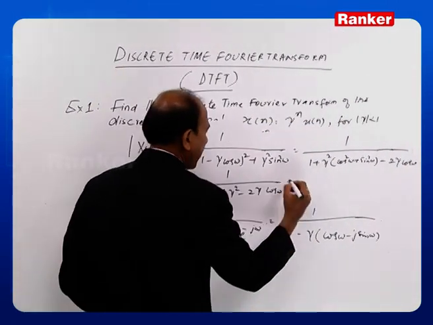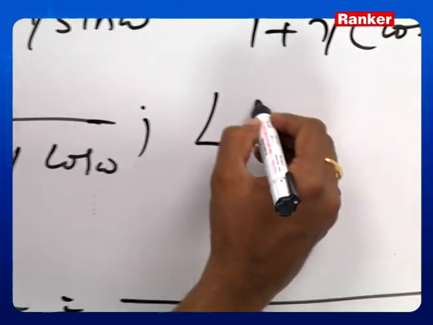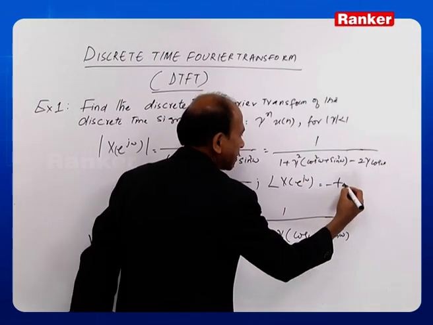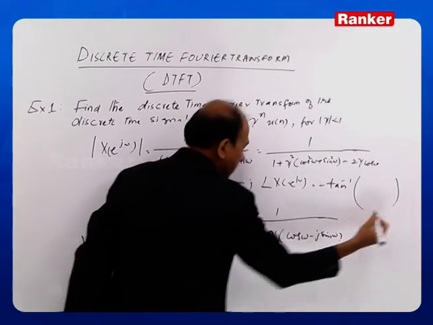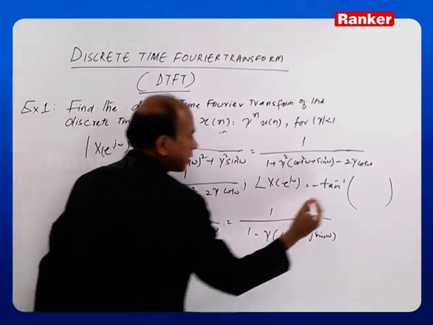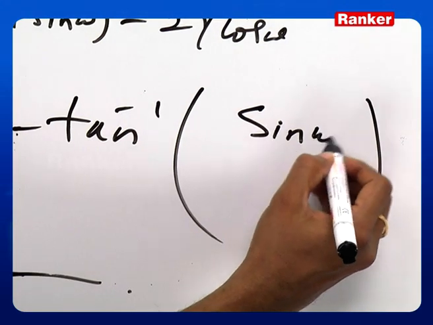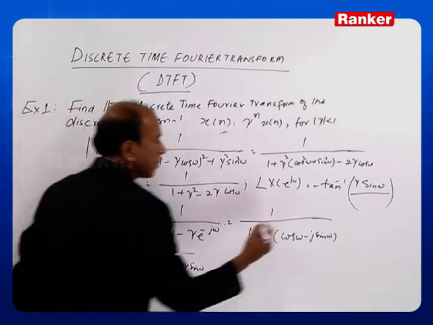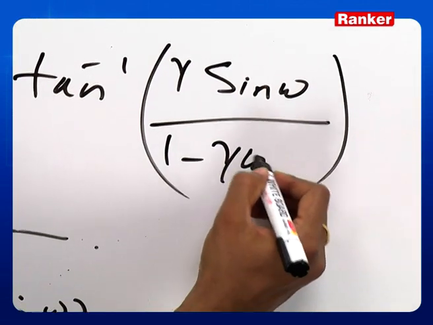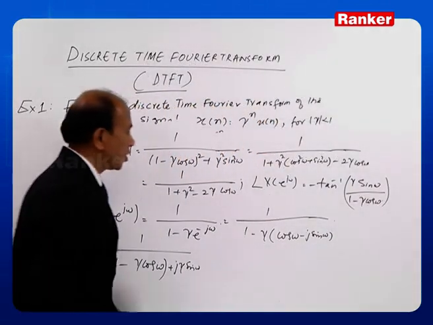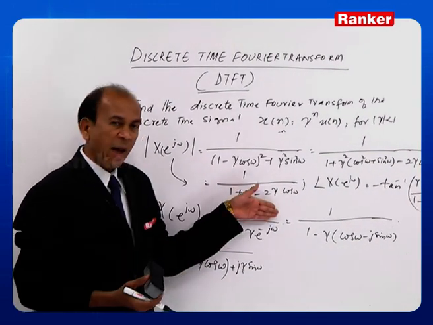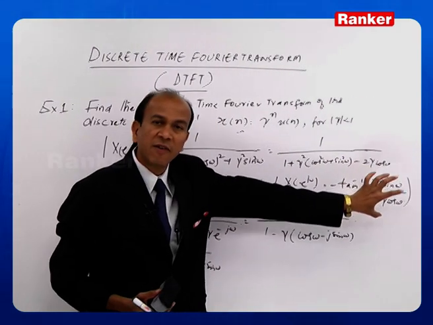Similarly, I can calculate the phase of this. The phase angle of this is equal to minus tan inverse of gamma sin omega by 1 minus gamma cos omega. So, this is the magnitude of this, this is the phase angle of this.